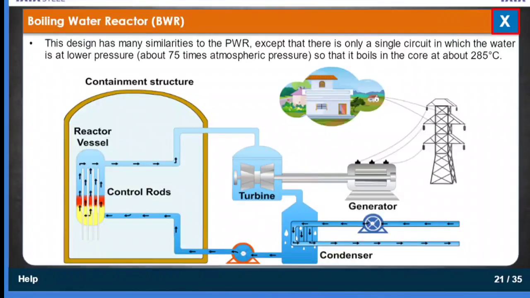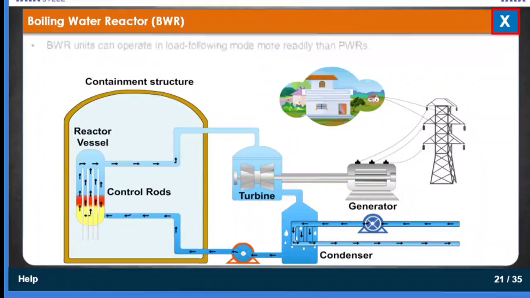This design has many similarities to the PWR, except that there is only a single circuit in which the water is at low pressure, or about 75 times atmospheric pressure, so that it boils in the core at about 285 degrees Celsius. The reactor is designed to operate with 12 to 15% of the water in the top part of the core as steam, and hence with less moderating effect and thus efficiency there. BWR units can operate in load following mode more readily than PWRs.